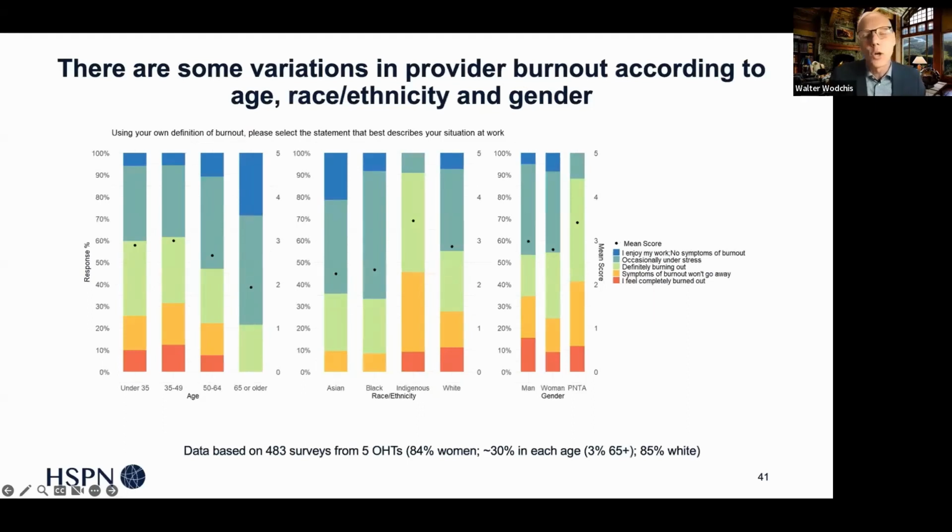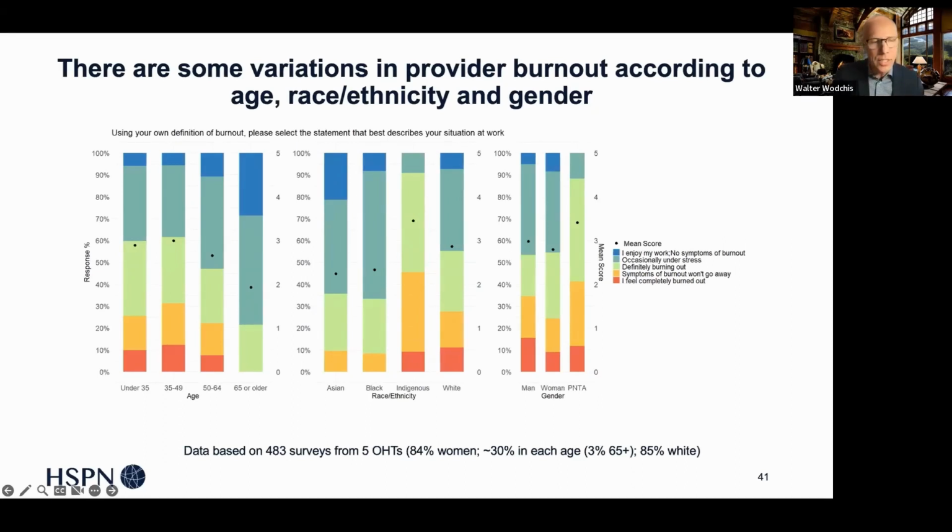And then this is a question around burnout. We hear a lot about burnout, and so we have this item around how people best describe their situation at work. Enjoying their work is in the blue at the very top, feeling completely burned out in the red at the bottom, and symptoms of burnout not going away in the orange. So the orange and red might be the areas we're most concerned about.